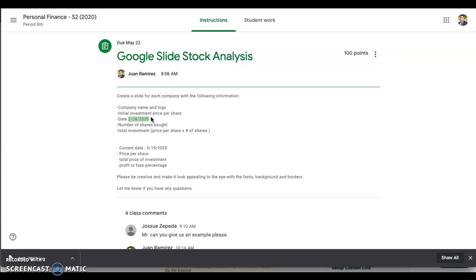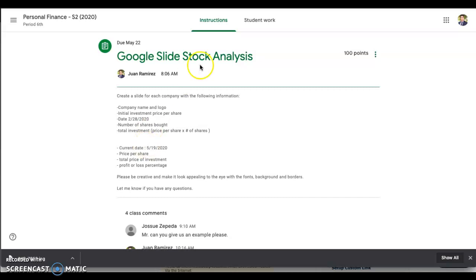If you're in my admin tech class, the project started March 16. You're going to put the number of shares you bought that date and your total investment, which is your price per share times the shares that you bought. Then you're going to analyze with today's current date, May 19, 2020, the price per share of today, the total price of today's investment, and if you have a profit or a loss, as a percentage.